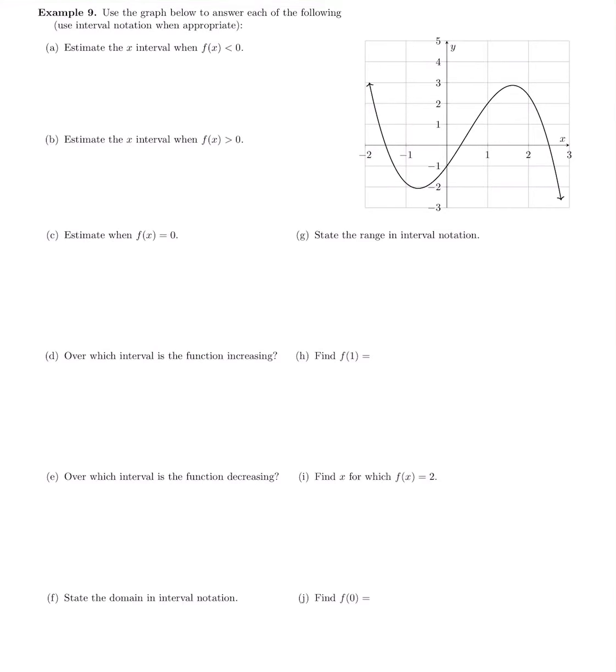For this example, we are going to look at negative and positive outputs as well as zero outputs, increasing, decreasing, domain, range, and specific x and y values. So reading a bunch of information from one graph. The first piece of information that we're asked for is to find the interval when f of x is less than 0. So f of x is less than 0 means we want negative outputs.